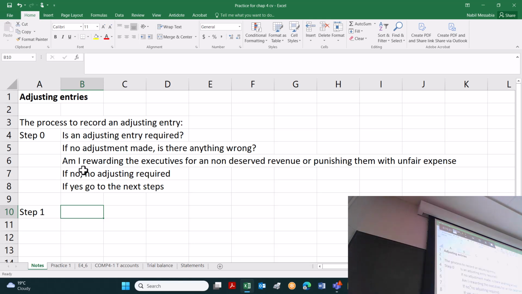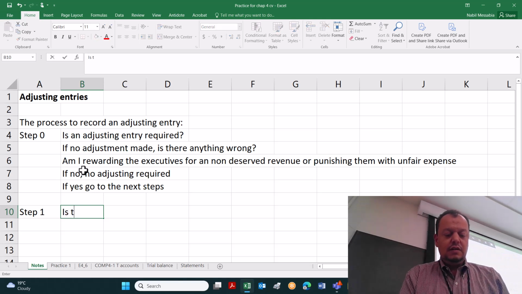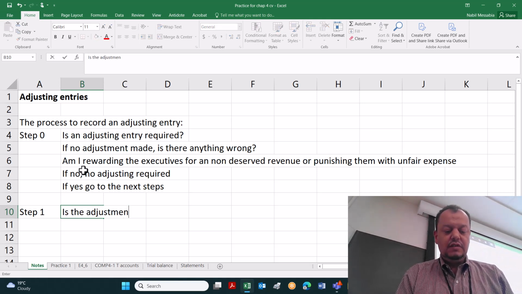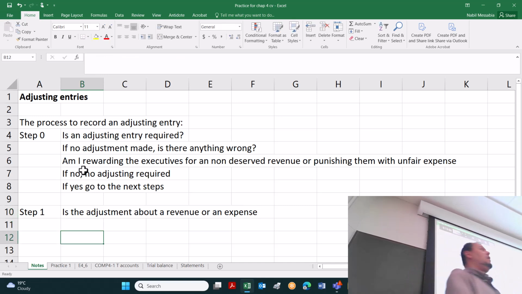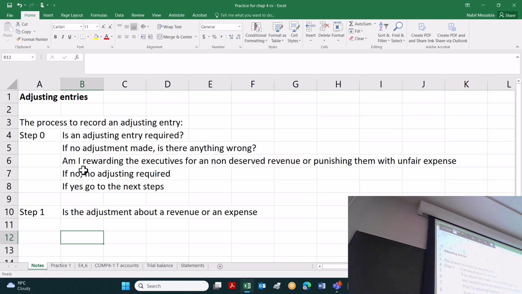If an adjustment is required, is it about a revenue or an expense? Is the adjustment about a revenue or an expense? It cannot be about an asset. It cannot be about a liability. It cannot be about another equity item. Either a revenue or expense.